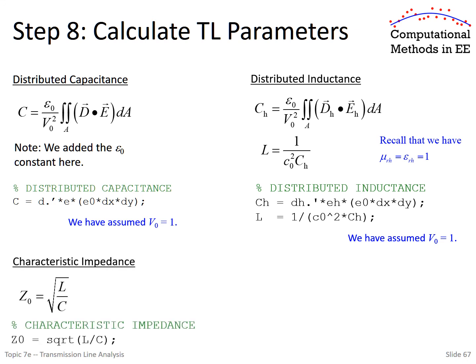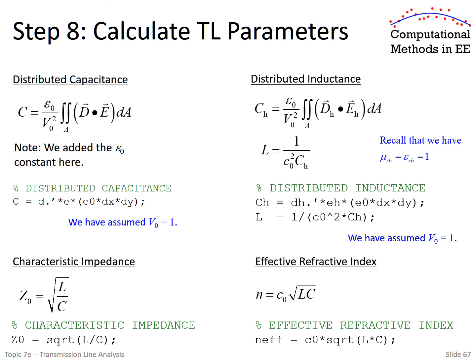Well, now we have the distributed inductance, distributed capacitance. Square root of L over C gives us our characteristic impedance. Speed of light times the square root of L times C gives us our effective refractive index. And our analysis is not quite over. Remember, visualization is the key to computation, and so we want to visualize all of this stuff.